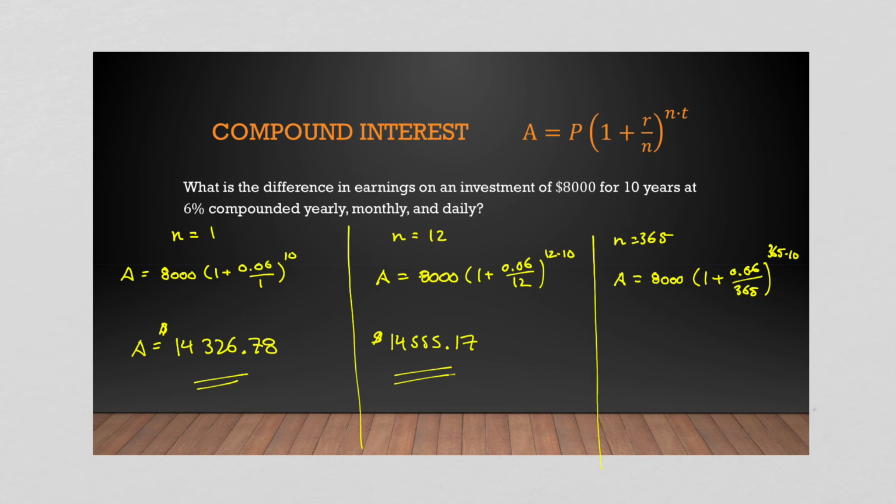So 0.06 divided by 365 to the power of 3650, and then multiply that by 8,000. You get 14,576.23. So again, not tremendously more than that one, but the more compounding periods you have, the more you end up making. So if the amount of your principal increases, the more compounding periods you have, the potential to earn you the most amount of money. So keep that in mind.